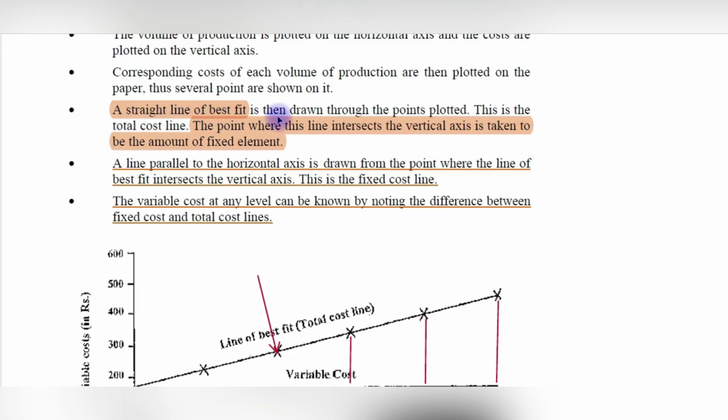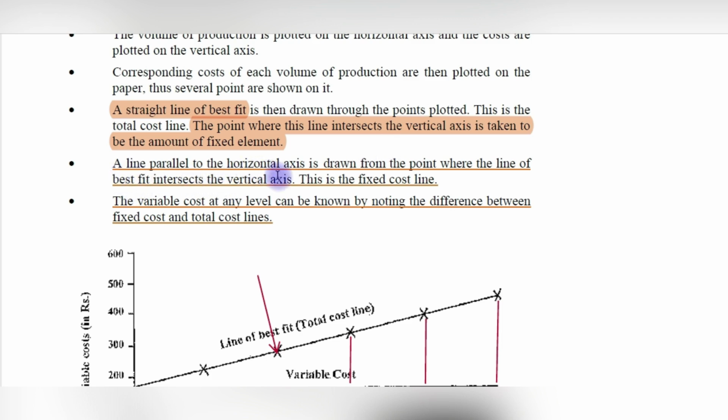A straight line of best fit is drawn through the points. What are these points? These points are the number of units produced and total expenses, x1 and y1. This is the total cost line. The point where this line intersects the vertical axis is taken to be the amount of the fixed element. At that point x is equal to 0, where x means the number of produced units. When the output is 0, we incur only fixed costs. That point is considered to be the fixed cost.